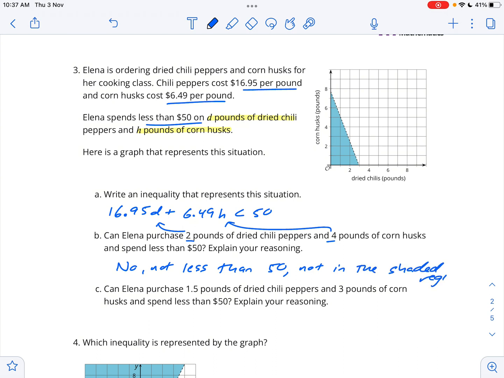So you don't even have to do any calculations, because if you just go up to the graph and find 2, 4, it is going to be right here. That's not in the shaded area, so we know that that combination is not going to be a solution.